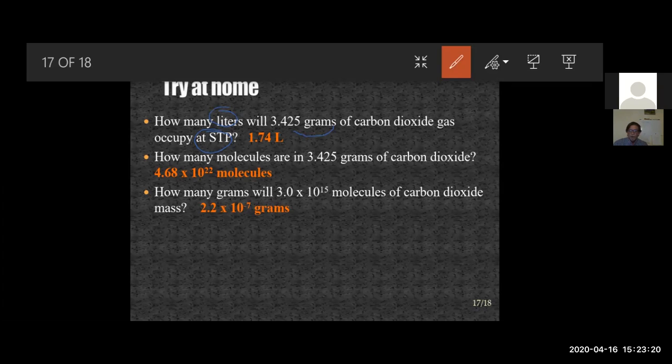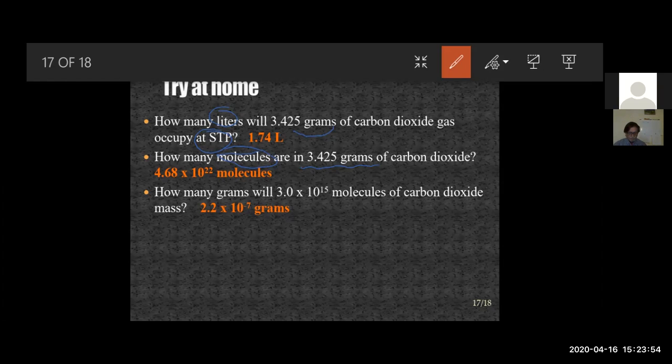Right? Now, after that, given the same amount of carbon dioxide, how many molecules does that consist of? Okay. Again, I need to convert the 3.425 grams to moles, and now I do need Avogadro's number. I should end up, after the calculations, with 4.68 times 10 to the 23rd molecules of carbon dioxide.